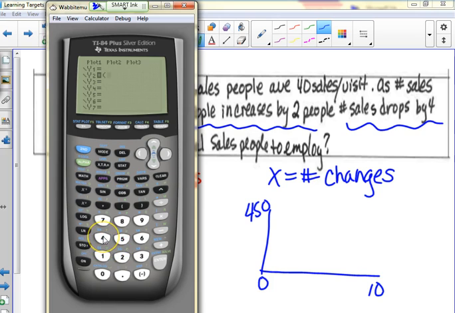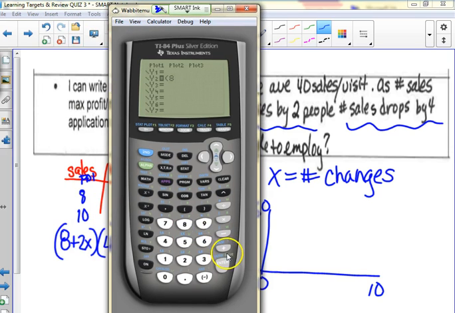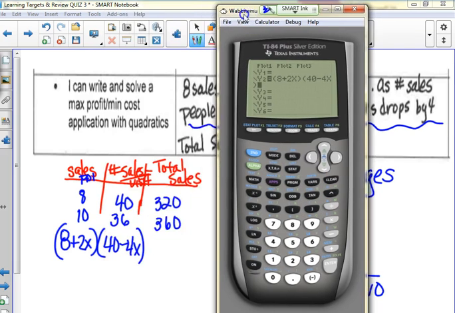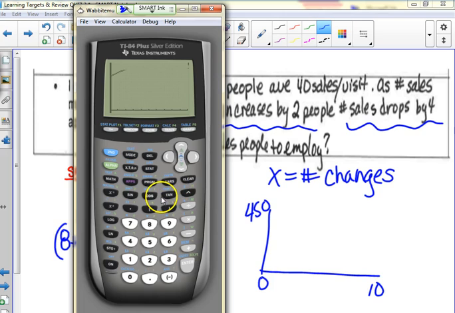I already forgot what it was. 4 plus 2x? It's underneath my thing here, guys. Oh, 8 plus 2x. And then 40 minus 4x, is that right? So my window of 0 to 10 and 0 to 450 worked out pretty well, I think. Everybody getting it to work or not?